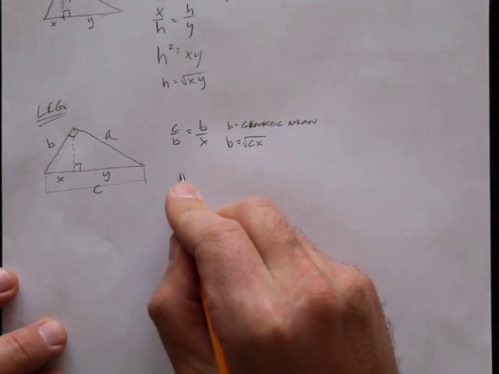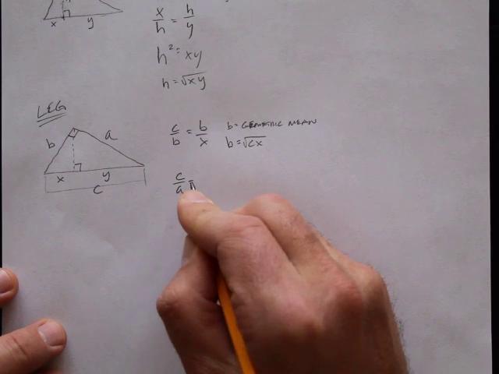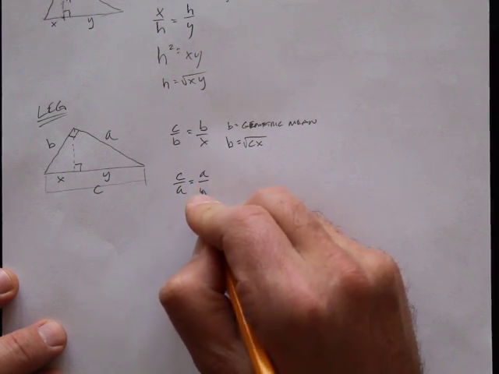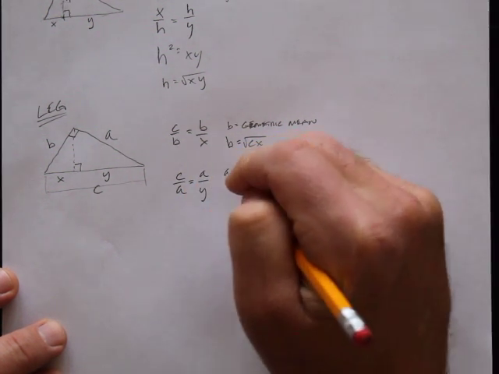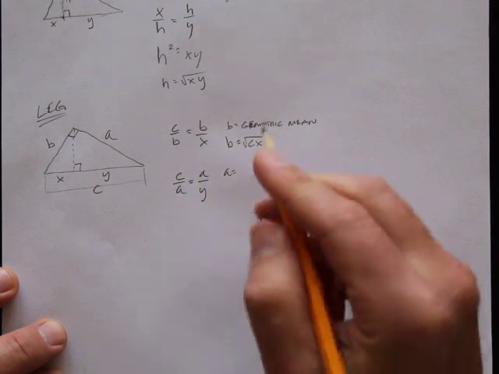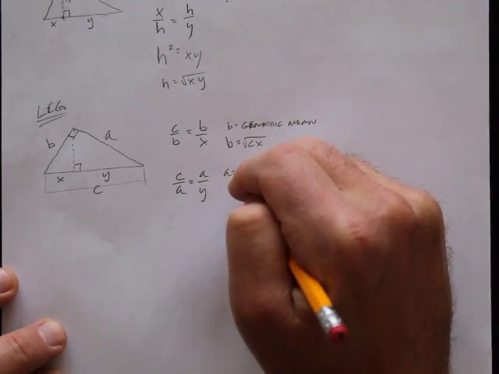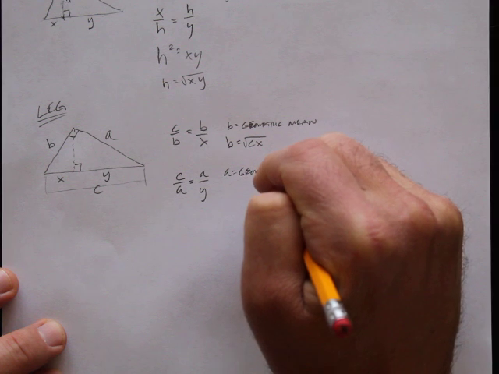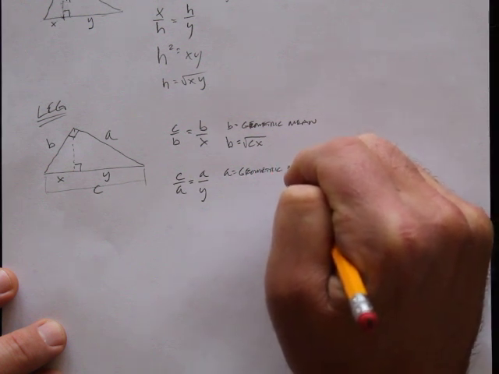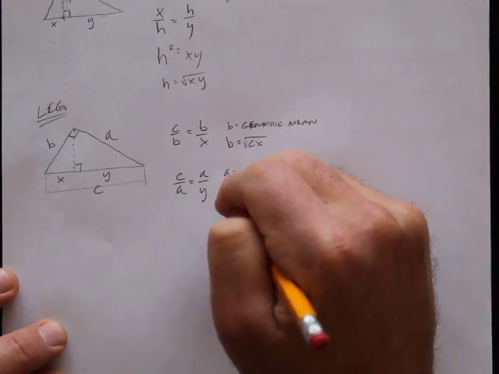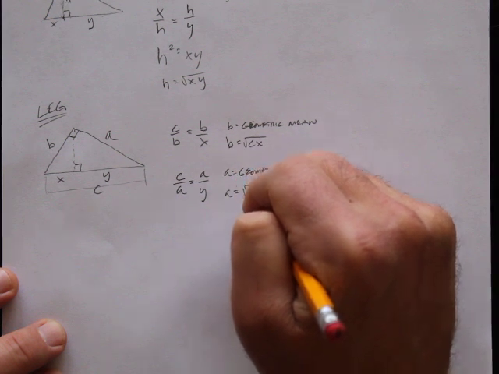Let's do another one. C over A equals A over Y. A is the geometric mean. Notice how A is in both of these. And A is the square root of C times Y.